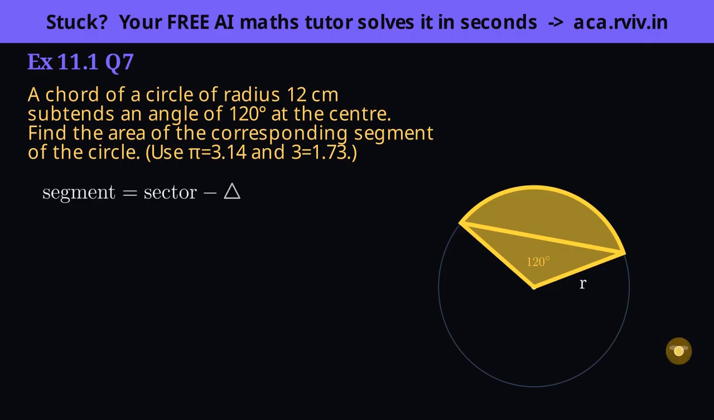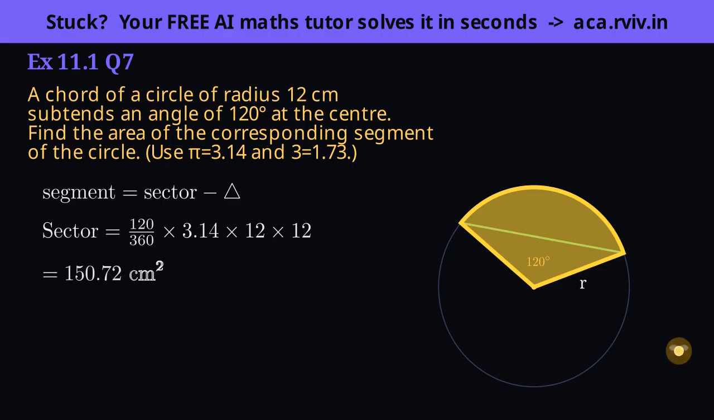Let's do the sector first. The 120-degree sector is 1/3 of the circle, since 120 over 360 is a third. Using pi as 3.14 as the question directs, 1/3 of 3.14 times 144 gives 150.72 square centimeters for the sector.